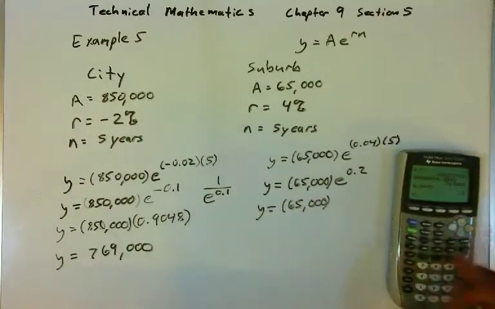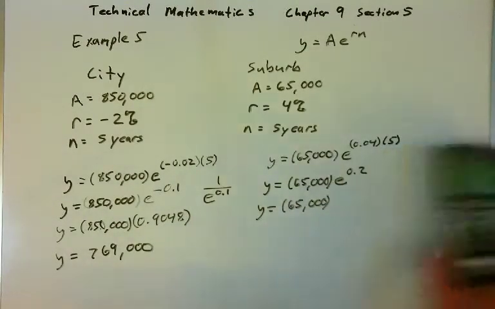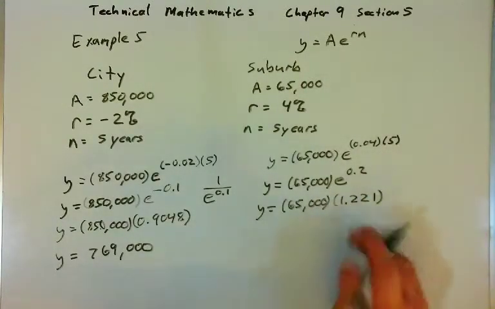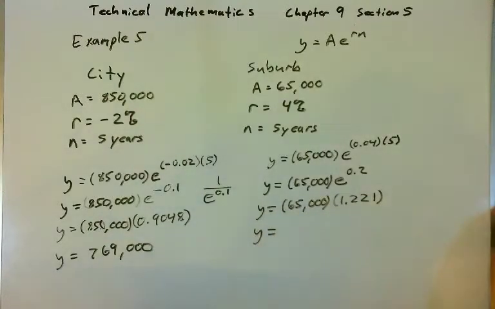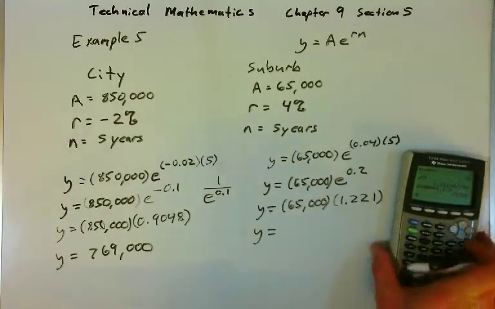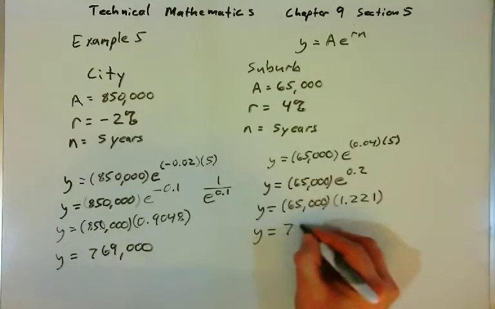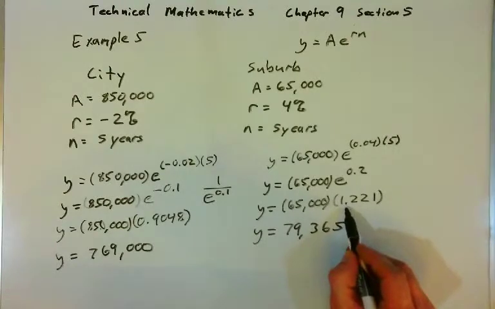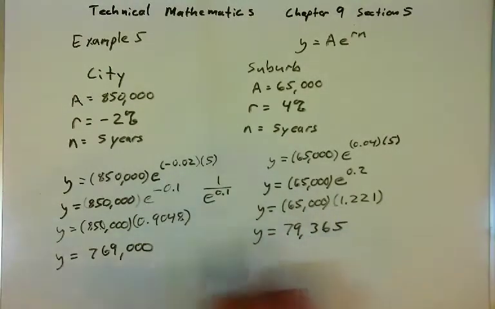And so now we'll work out e to the 0.2 power. E to the 0.2 power is 1.221. And now we can multiply. So the population after 5 years will be 65,000 times 1.221, which is 79,365. And again, you can tell that because this number is greater than 1, the population grew.